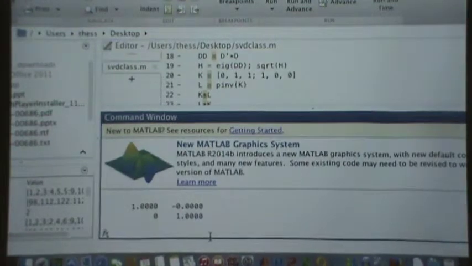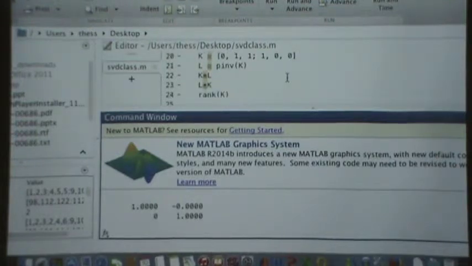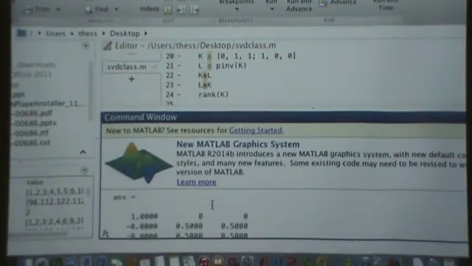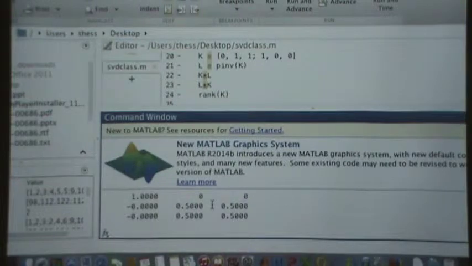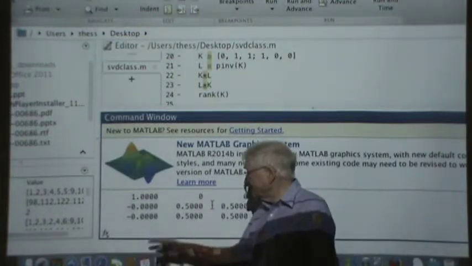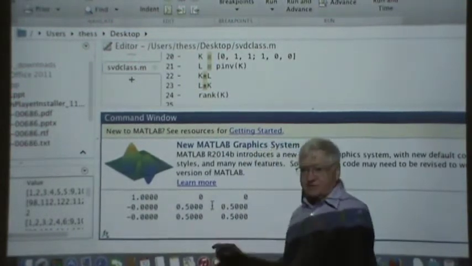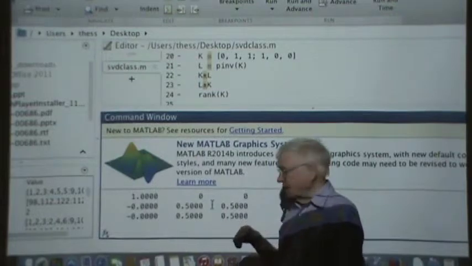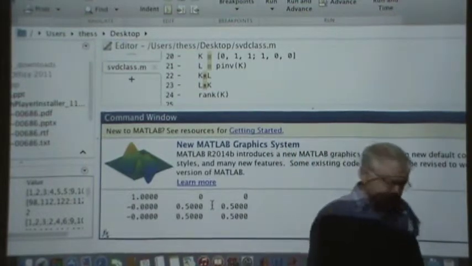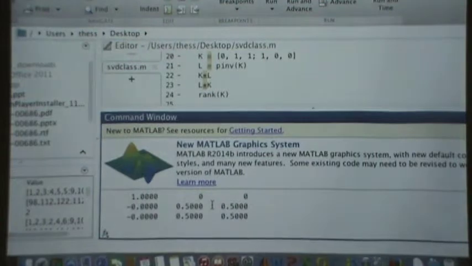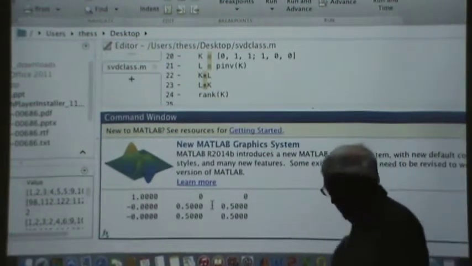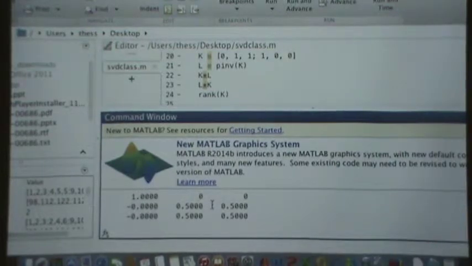But then if you do it in the opposite order, L star K, which is the next line here, you see you get a 3 by 3 matrix, but it's not the identity. It's kind of like an identity in that it's 1, 0, 0, 0, 0. So the first row and the first column are okay, but then the remaining 2 by 2 part doesn't work. It's not the identity. And then if you have a matrix in MATLAB and you want to know what the rank is, you just say rank K, and in this case, it'll tell you the rank is 2.